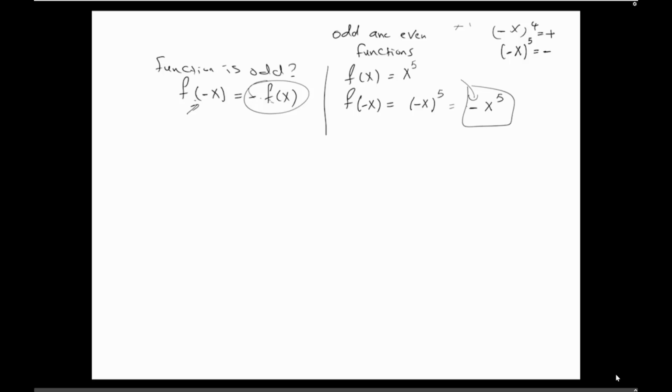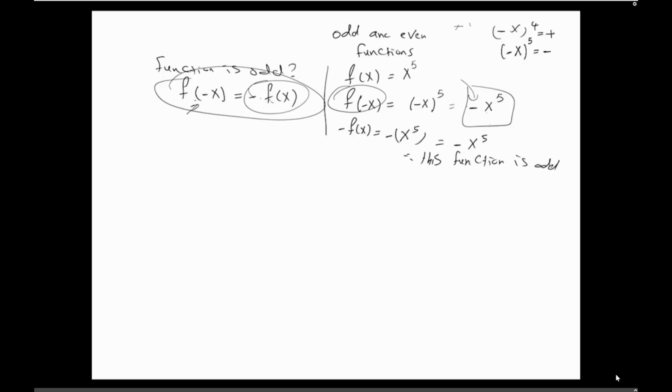So f of negative x is equal to negative x to the exponent 5. And negative f of x is equal to f of x, but we also have the negative. So as you guys see, f of negative x is equivalent to negative f of x. So our condition is true. So this means this function is odd.